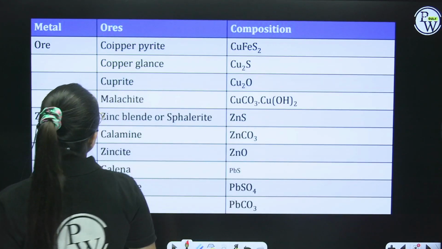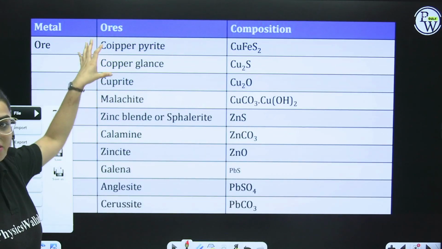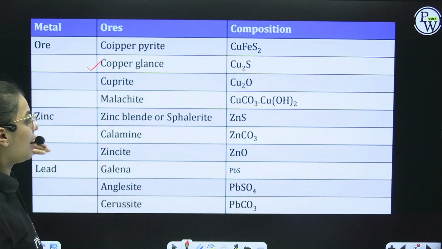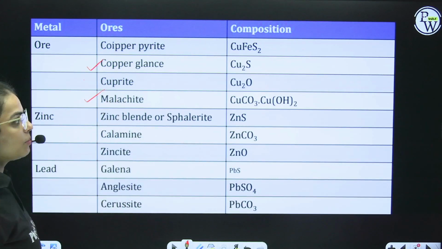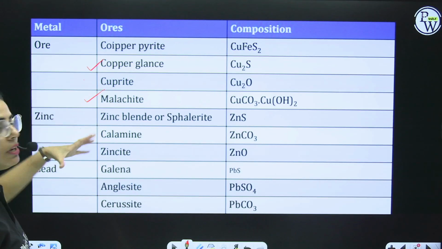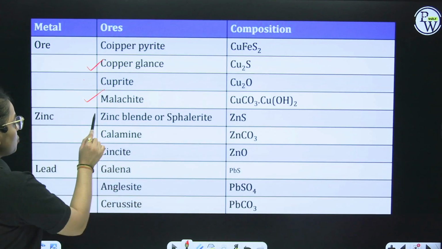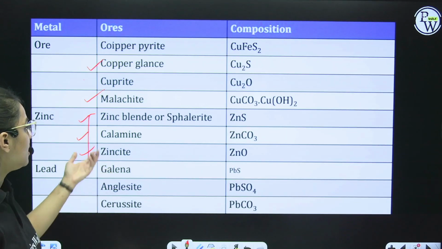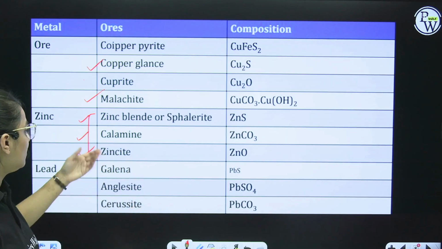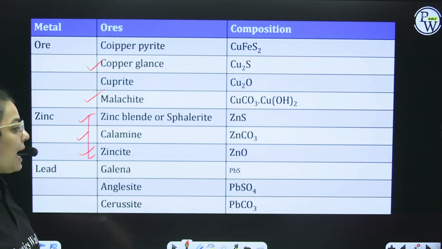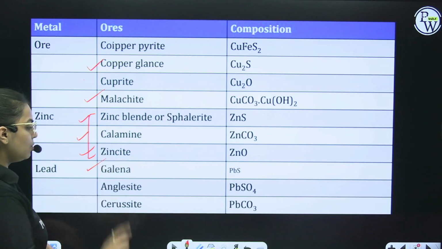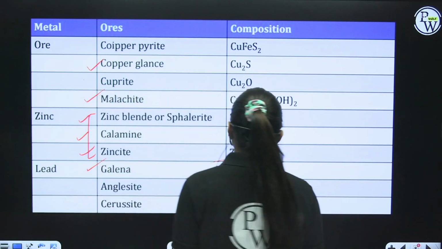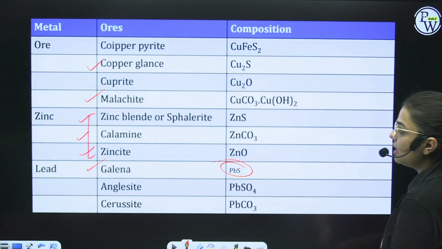Let's talk about more now. There are some ores of copper. In copper, you should know copper glance and malachite. Both of them are very important. For zinc, you should know all three ores: zinc blende, that is ZnS, calamine, that is ZnCO3, and zincite, that is ZnO. In lead, only one is important, galena, PbS. It is asked in questions also, so this is again an important one.